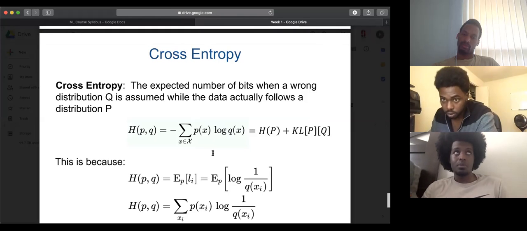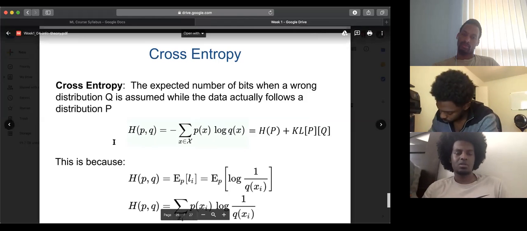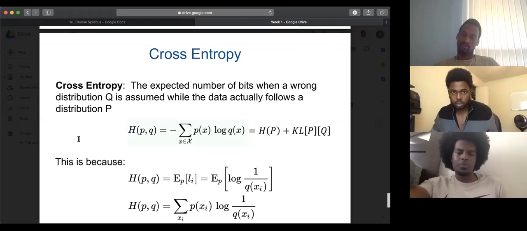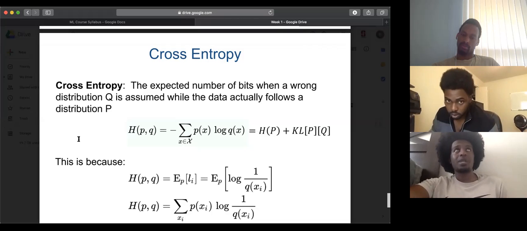And cross entropy loss is an evaluation metric, and it is actually equivalent to maximizing the log likelihood of a data point.